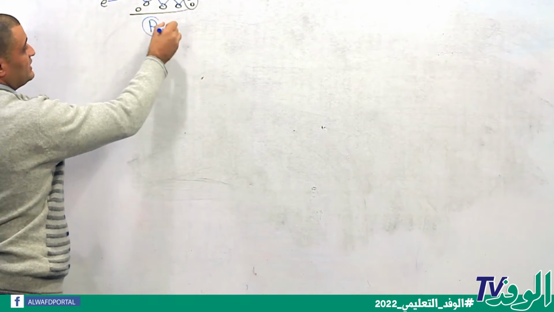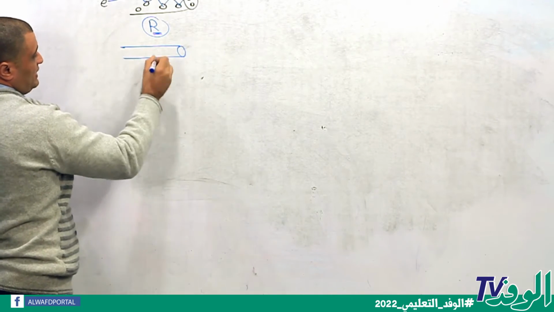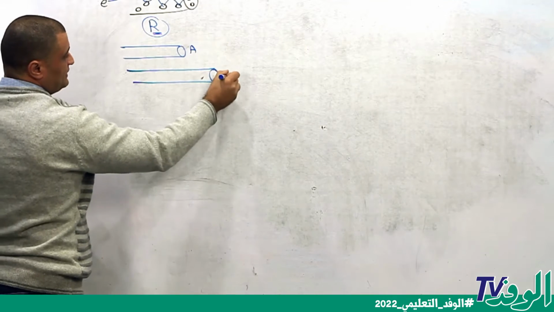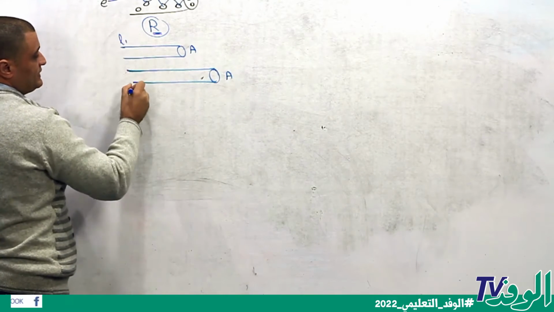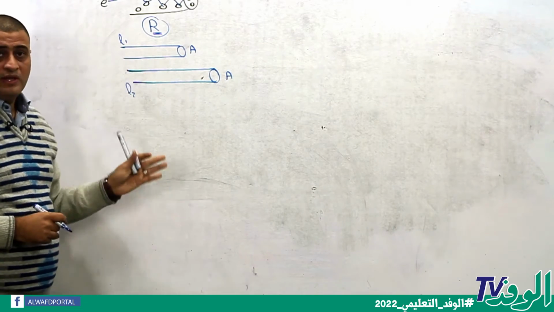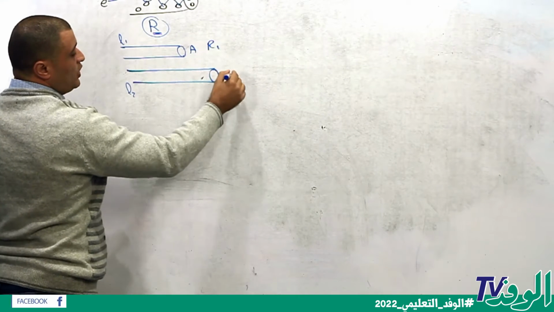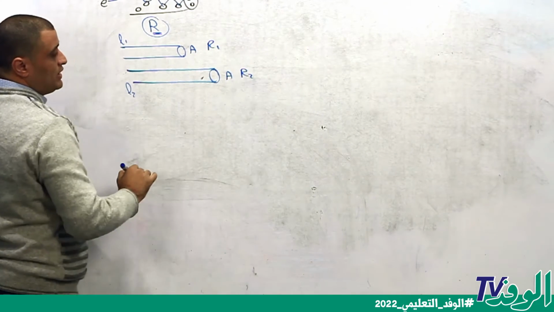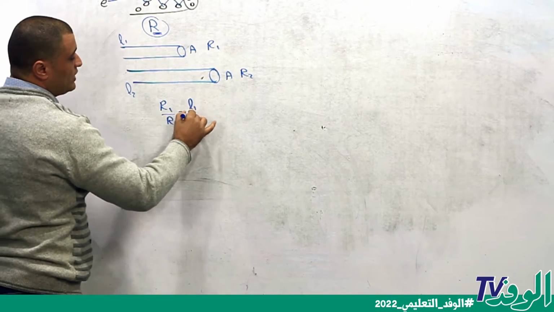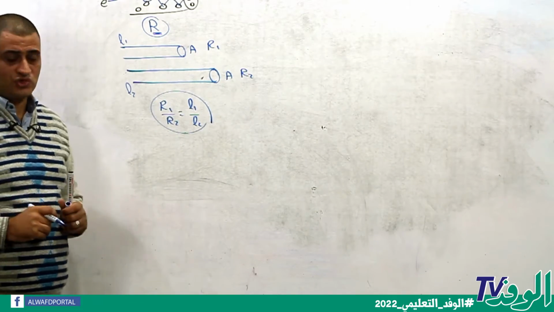This R depends on the length. Suppose this wire has a length L1 and this one L2, where L2 is greater than L1, with the same material and the same cross-section area. Wire 1 has R1 and wire 2 has R2. So R1 over R2 equals L1 over L2, because they have a direct relationship.